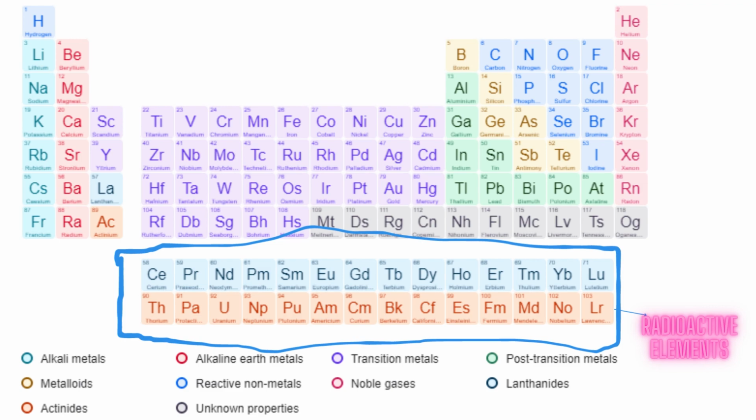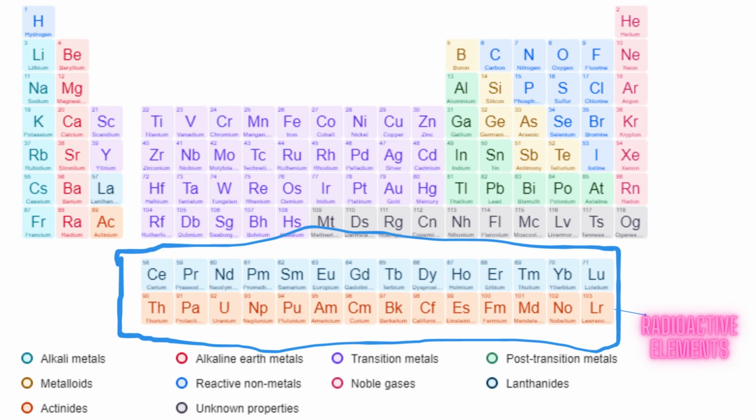The naturally occurring radioactive elements include uranium, U, thorium, Th, and their decay products, including radium, Ra, and radon, Rn. Uranium and thorium are important sources of nuclear energy, and have been used to fuel nuclear reactors and weapons. Radium and radon are both highly radioactive and can pose health risks when inhaled or ingested.